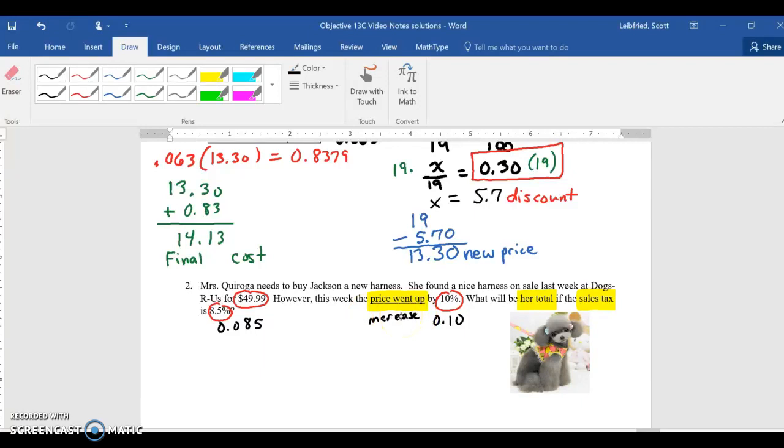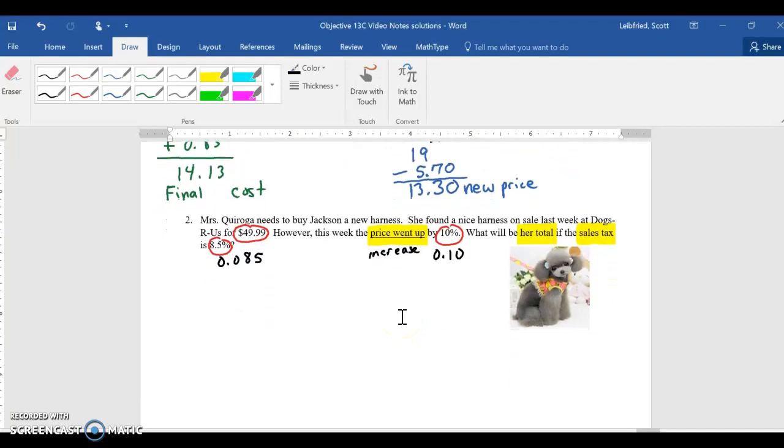So what we want to do is we're going to take $49.99, and remember my shortcut. We want to find 10% of it. So we're going to take 10%, multiply by $49.99. And so 10% times $49.99 is 4.99. So that is going to be our increase.